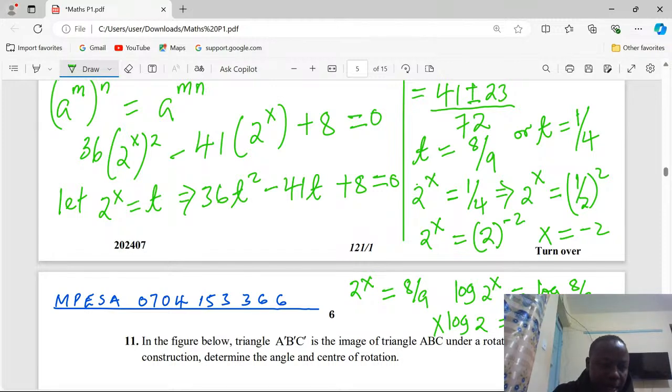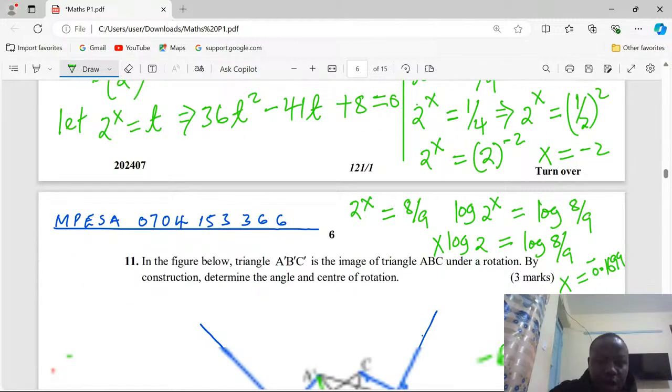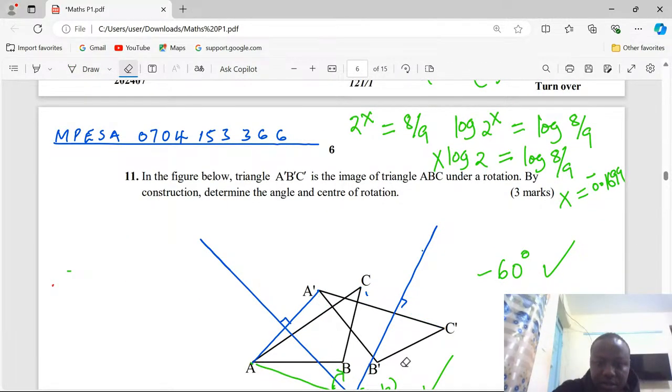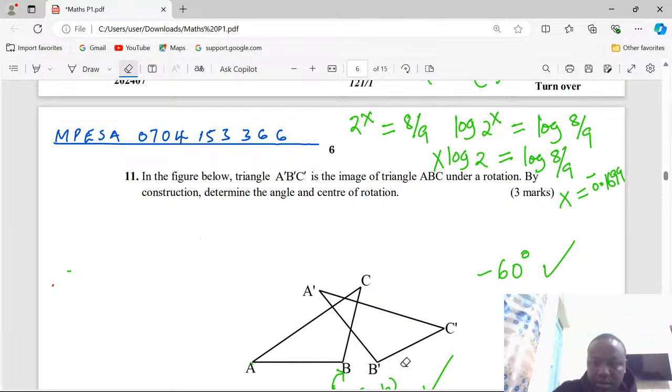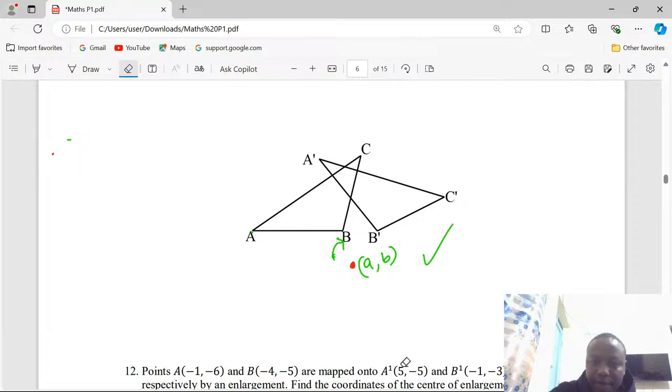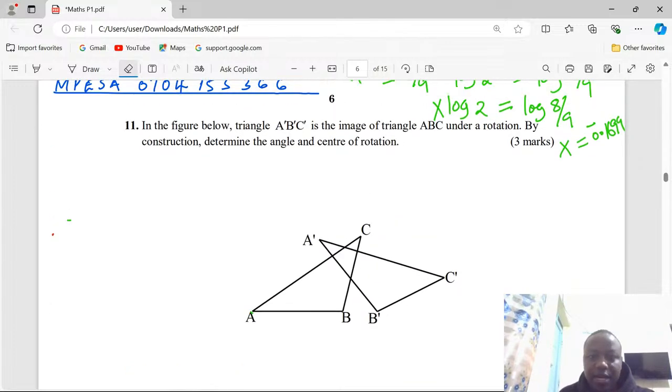All right. Now we go to the second question. The second question is telling us that in the figure below, triangle A'B'C' is the image of triangle ABC under a rotation. By construction, determine the angle and center of rotation.